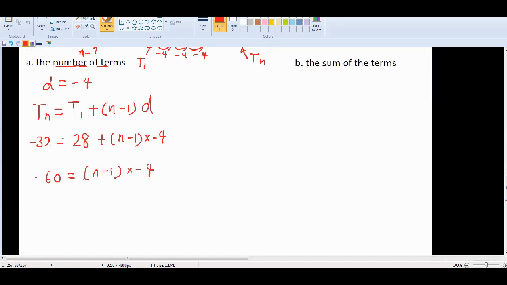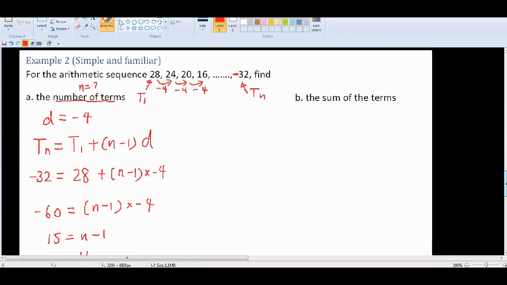Okay, I move that 28 to the other side. We get minus 60 divided by minus 4, which becomes 15. Because I'm doing this like Paper 1, we don't have a calculator, right? So n equals 16. That's not bad. n equals 16.